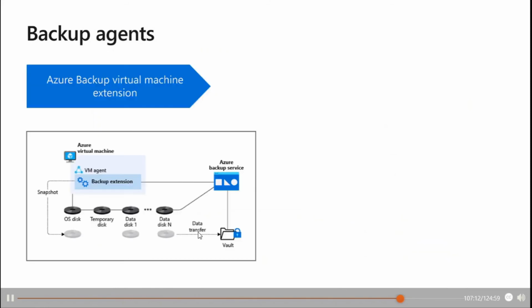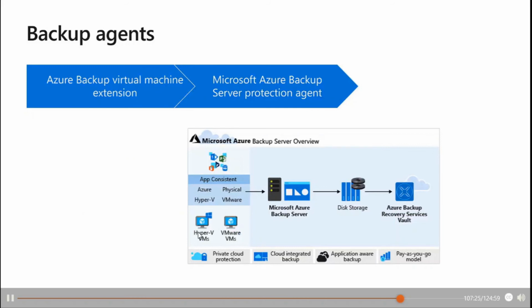To do this, I have agents, okay? So I have the Azure Backup Virtual Machine extension. This is for Azure, natively installed. You don't even notice, to be honest. It's installed through this agent. I can also use the Microsoft Azure Backup Server Protection Agent, also known as the MABS agent. So you need to install a backup server, which is basically a virtual machine that you need to install. And then you can install this MABS agent, or I can use the MARS agent.